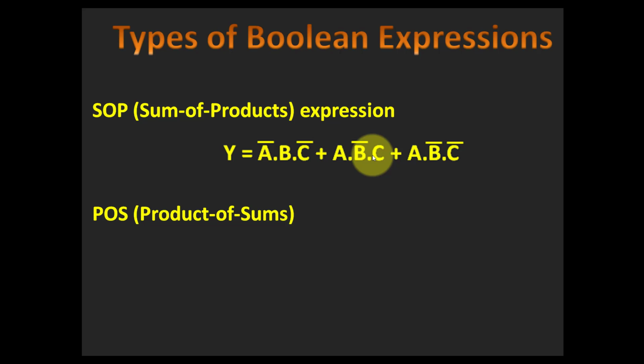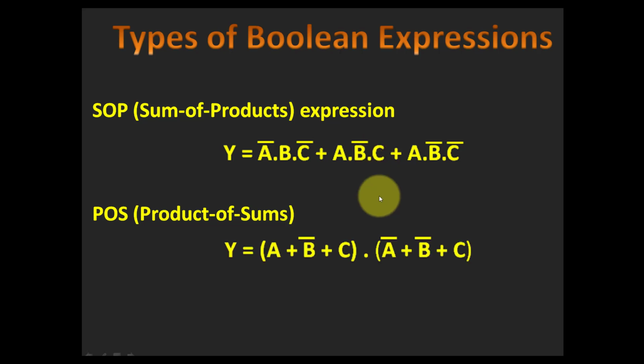Then we also have another type of Boolean expression called product of sums. Here, as we can see, there are two sums and we are getting the product of them. So this type of expression is called a product of sums.